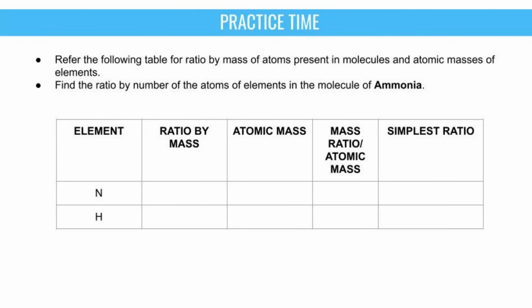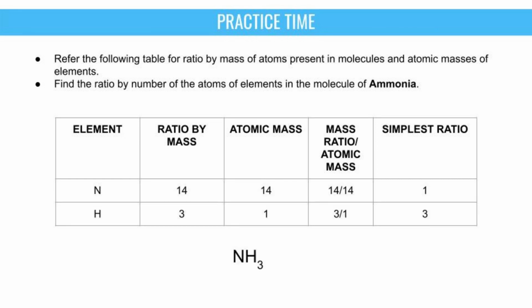Now, practice the process with ammonia. Find out how many atoms of nitrogen and hydrogen are required to make 1 molecule of ammonia. In this tutorial, we explored the concept of combining atoms of different elements in definite proportions by number.